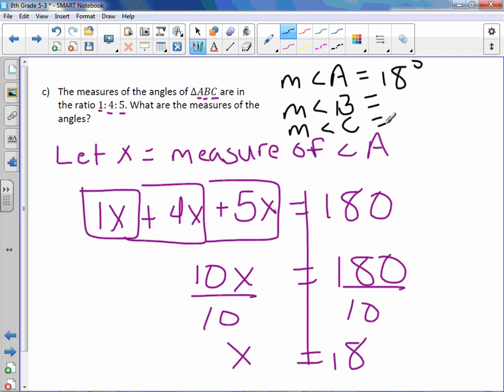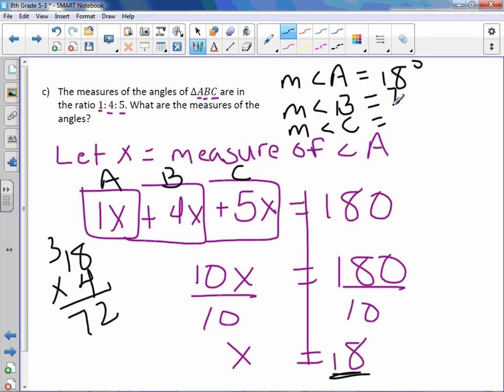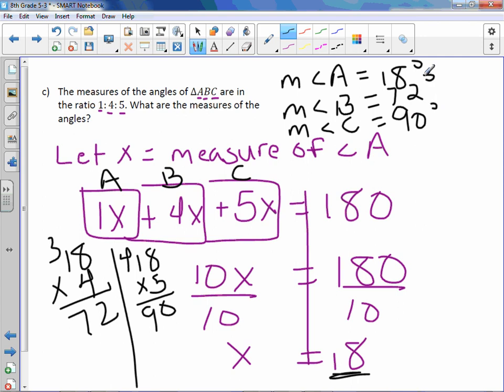Now remember, this is A, this is B, and this is C. B is 4 times x, and x is 18. So 4 times 18 is 72. That would be angle B. And angle C is 5 times x. So 18 times 5 is 90 degrees. So here are the measures of our triangle. And actually, I know it's a right triangle because angle C is a right angle.